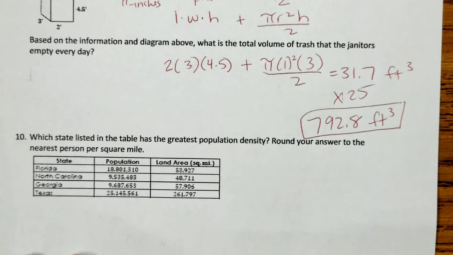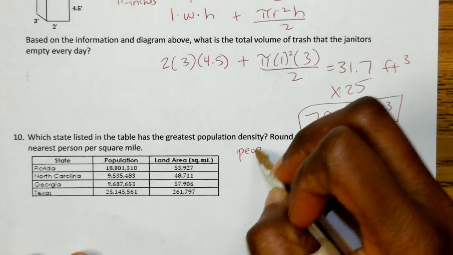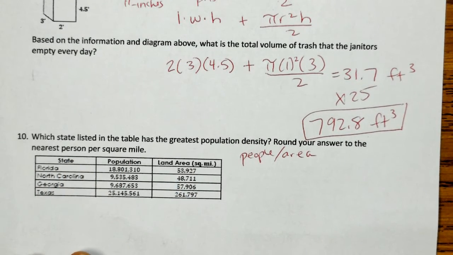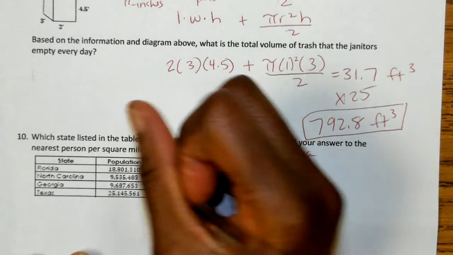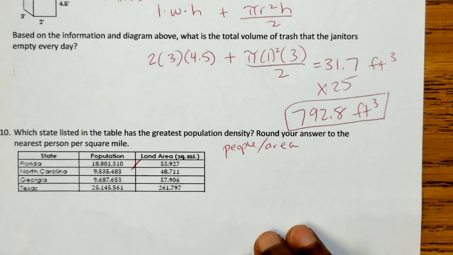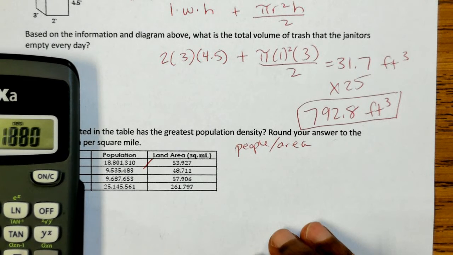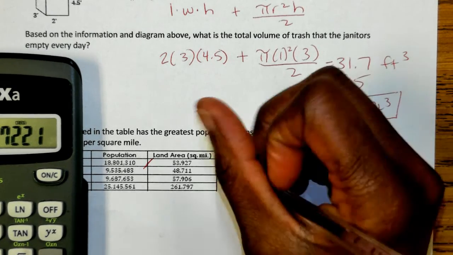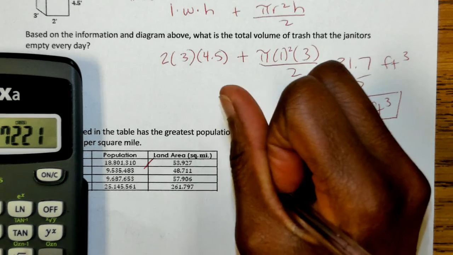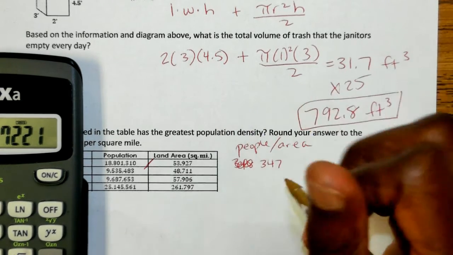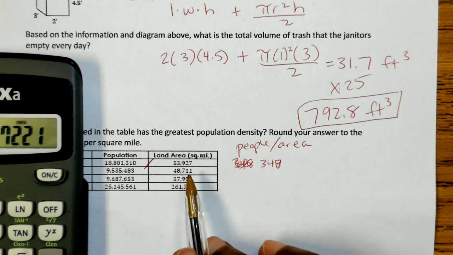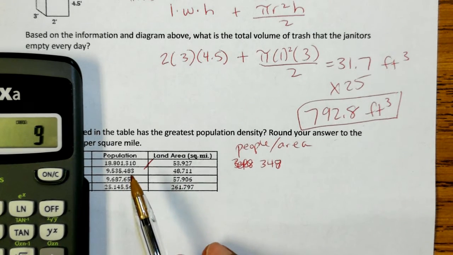Okay, and lastly, we did population density. So population density is people over area, and we rounded to the nearest square mile. Okay, so it's just going to be this number divided by this number, and you're seeing which one's the biggest. So 18,801,310 divided by 53,927. So this first one's 348. It didn't quite reach 349 people per unit, so you can round it to either one. It's not going to make a big difference because all these are pretty close.